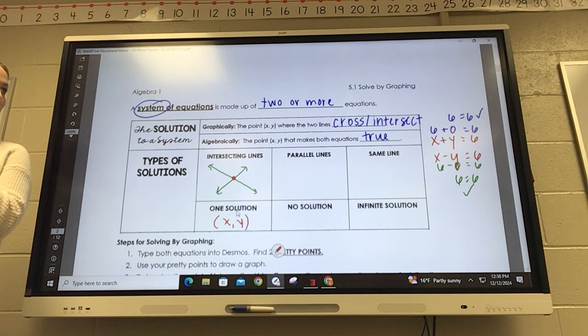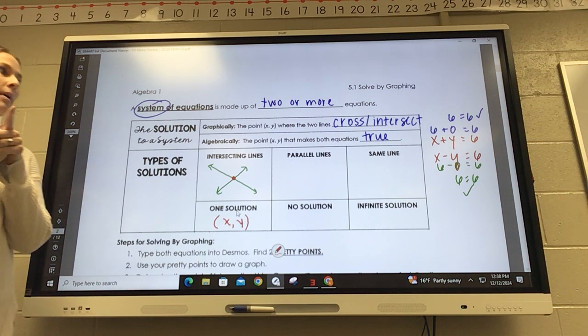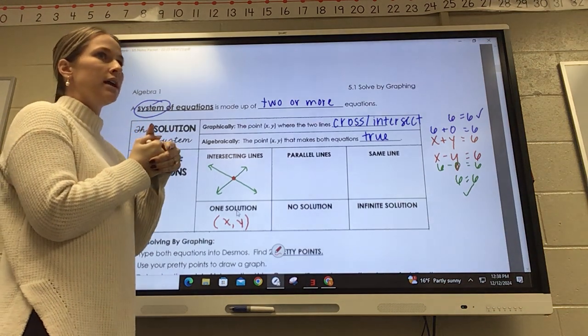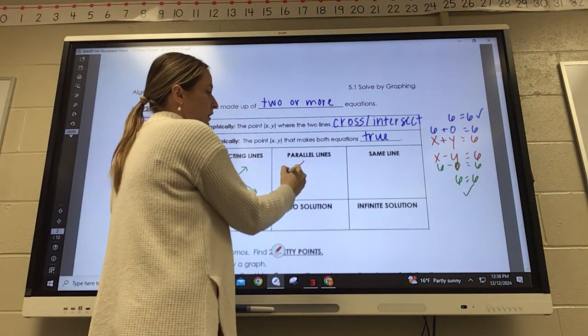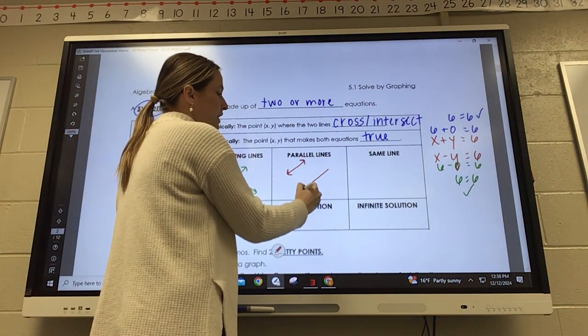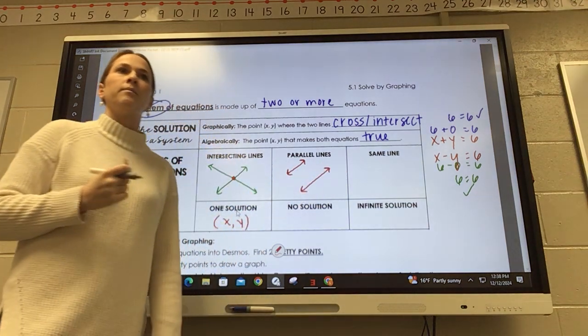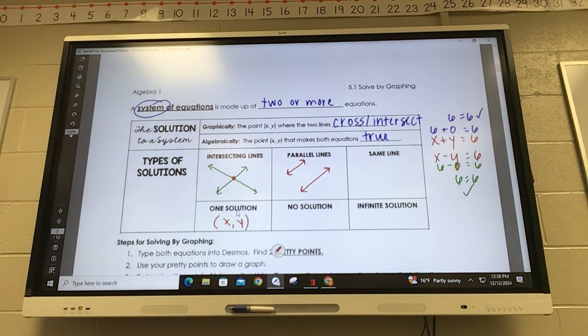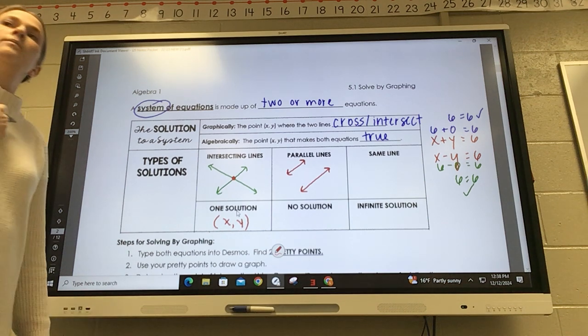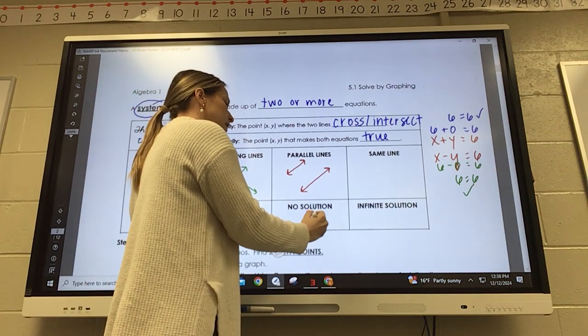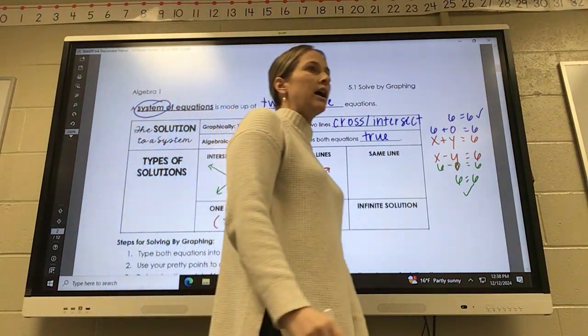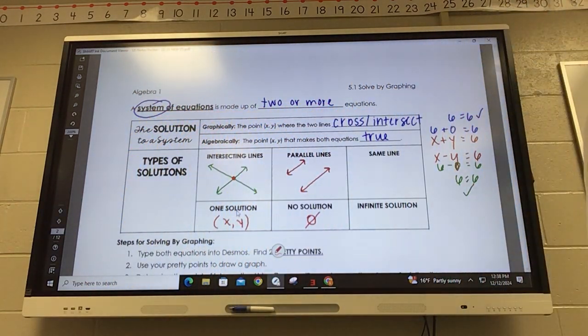But two other types of solutions that we didn't talk about were parallel lines and the same line. So parallel lines, are parallel lines ever going to intersect? No. So do they ever have any points in common? So how many solutions are they going to have if they don't have any points in common? None. No solution. It's not possible for parallel lines to share a point, so nothing.